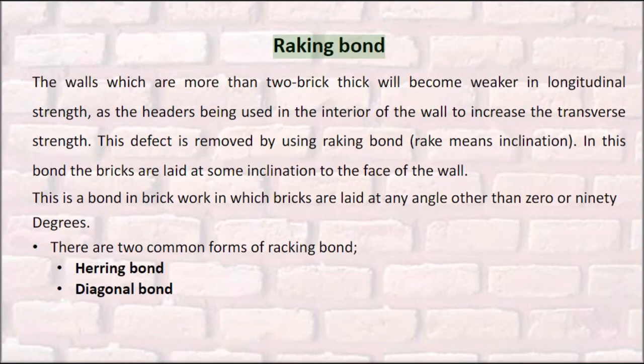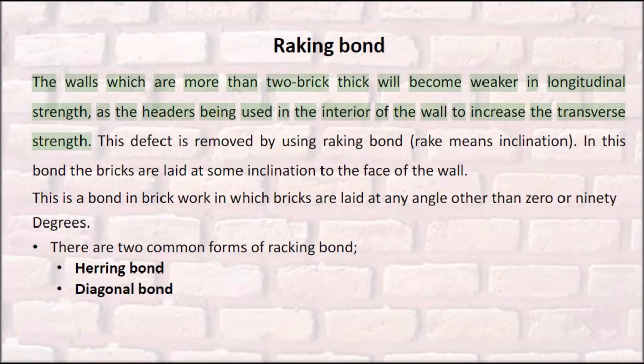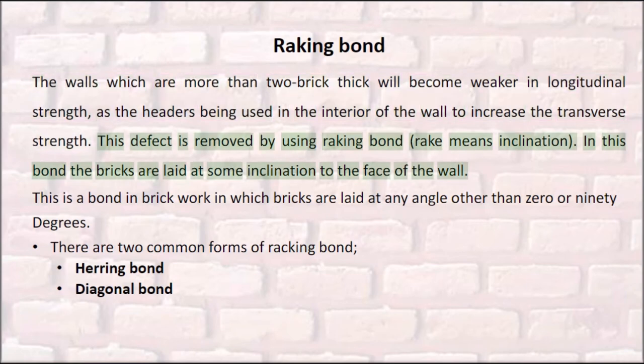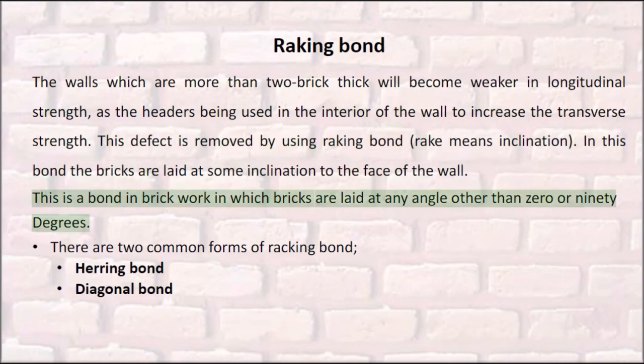Raking bond. Walls which are more than 2 bricks thick will become weaker in longitudinal strength, as the headers are used in the interior of the wall to increase the transverse strength. This defect is removed by using raking bond. Rake means inclination. In this bond the bricks are laid at some inclination to the face of the wall. This is a bond in brickwork in which bricks are laid at any angle other than 0 or 90 degrees.